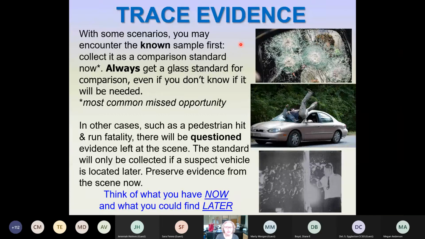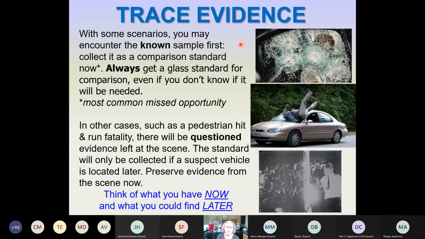So if you go to a scene and there is broken glass, we encourage you to always collect a glass standard for comparison. It's not a biohazard in most cases. You can just store it in your property room if it ever is needed later.